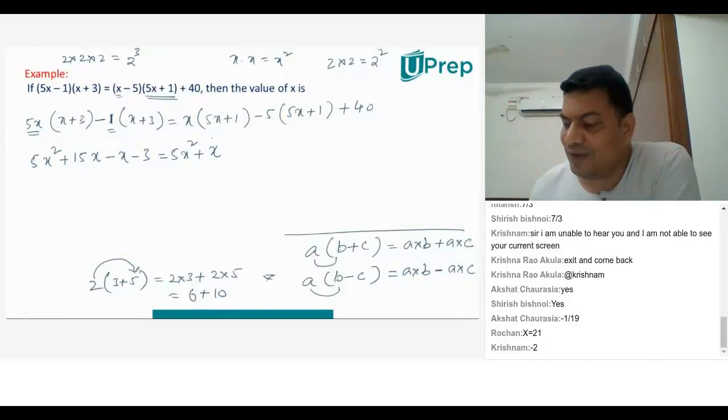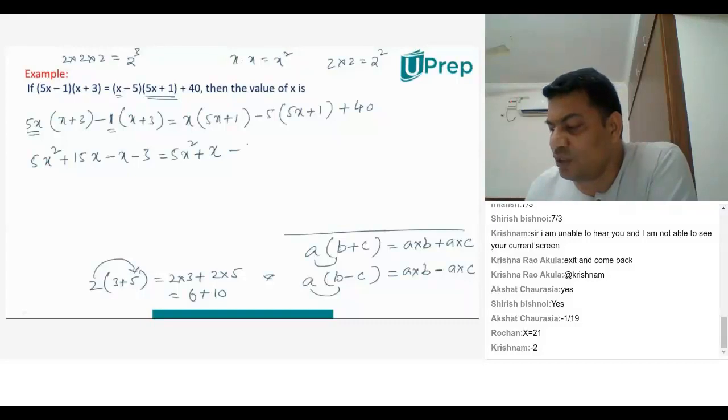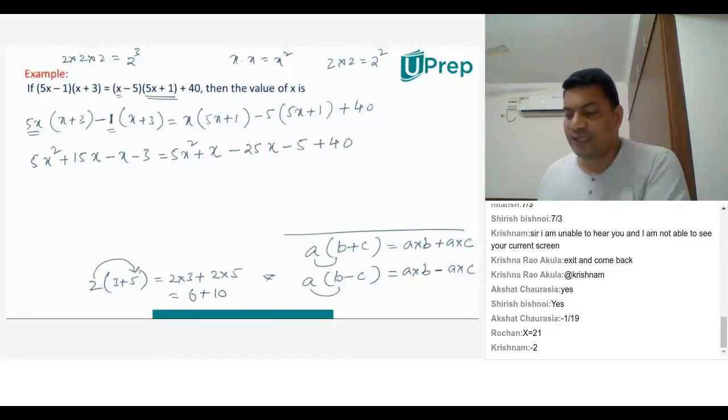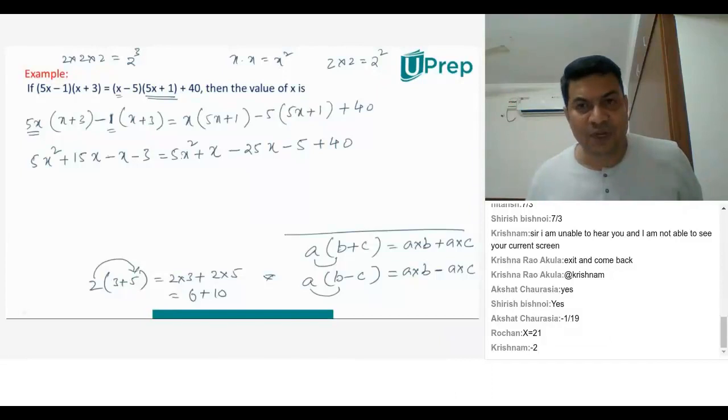5x into x is 5x squared plus x. Minus of 5 into 5x is 5 into 5x, so 5 5s are 25. Your minus 25x, minus 5 into 1 is minus 5. And you have your plus 40 out there. So you can see you have 5x square on this side, you have 5x square on that side.